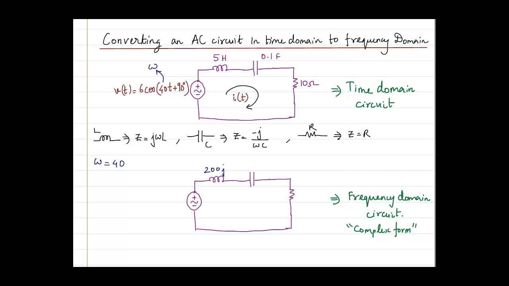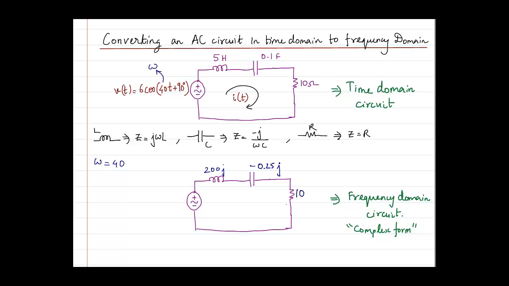So I will write that. This is going to be minus 0.25 J. What happens to the resistor? The resistor does not change. It gives a value of 10.